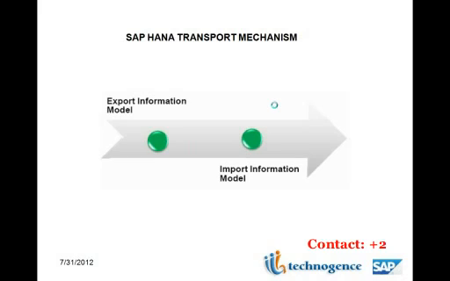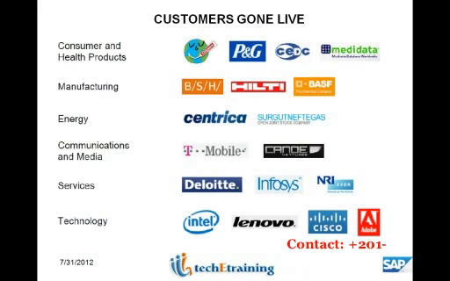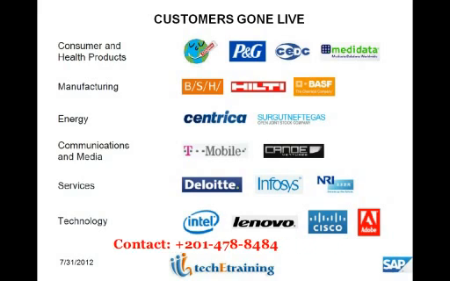I have just picked up some of the slides over there. Of course, we will be going over all the individual topics. Okay, so here are some of the initial customers who have gone live. If you see from the CPs, the consumer products, you see Colgate-Palmolive, then you see Procter & Gamble, P&G over there, CEDC over there, the Medidata. From the manufacturing sector, you see Bosch, Siemens, Healthy, right?